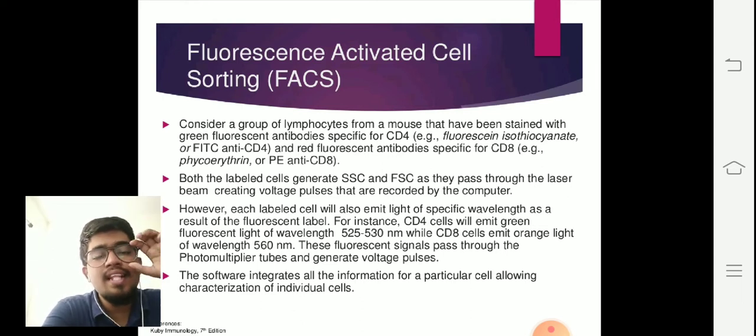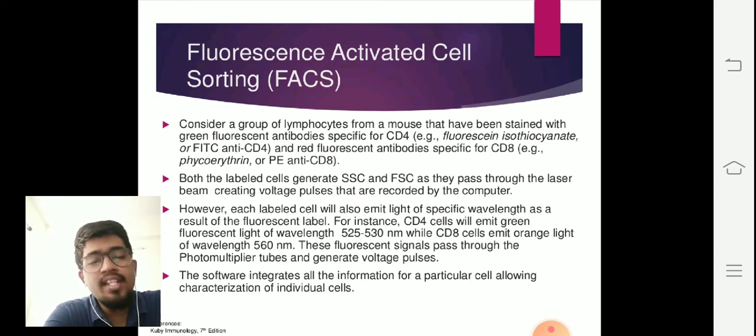So both the labeled cells generate SSC and FSC, the side scatter and the forward scatter of the cell, as they pass through the laser beam, creating voltage pulses that are recorded by the computer. However, each labeled cell will also emit light of a specific wavelength as a result of the fluorescent label present in it. For instance, CD4 cells will emit green fluorescent light of wavelength around 525 to 530 nanometers, while CD8 cells emit orange light of wavelength around 560 to 565 nanometers.